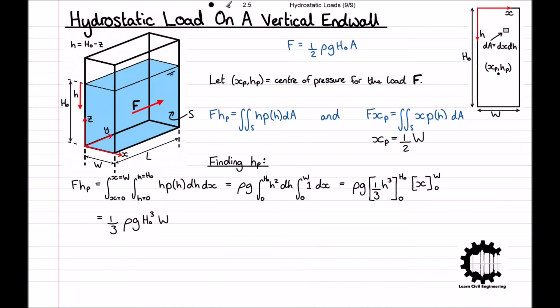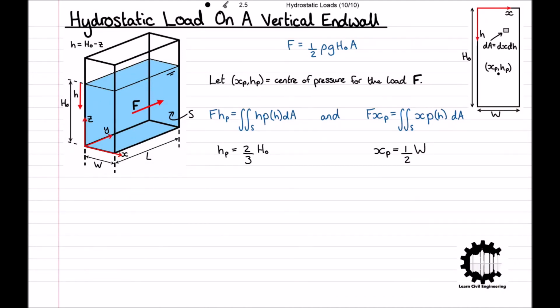We saw before that F is equal to 1/2 rho g w h naught squared, so we can express this answer such that Fhp is equal to 2/3 h naught times by 1/2 rho g w h naught squared. And substituting F in, we have 2/3 h naught F. So with the F's on either side cancelling out, we're left with hp is equal to 2/3 h naught.